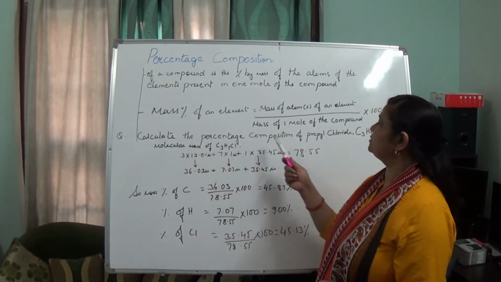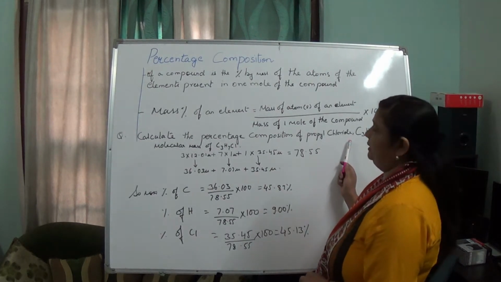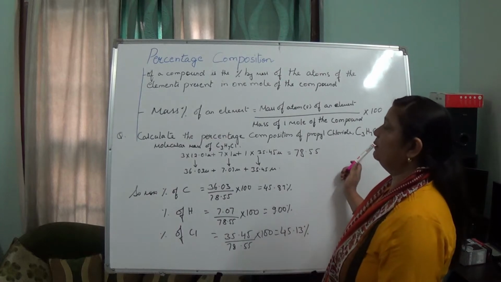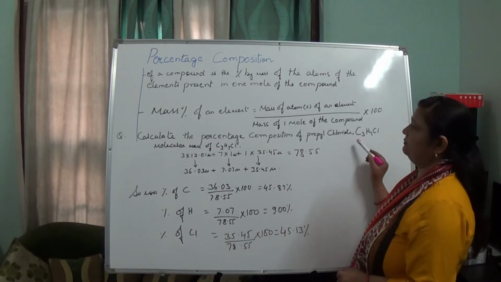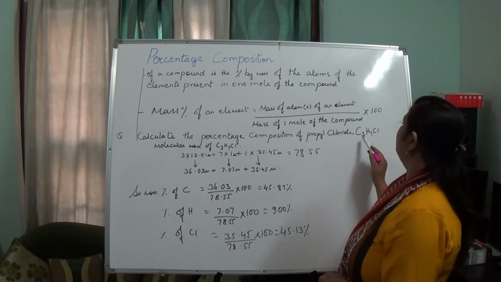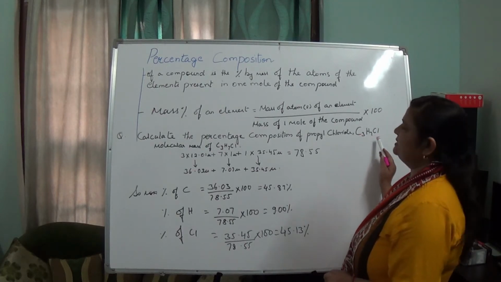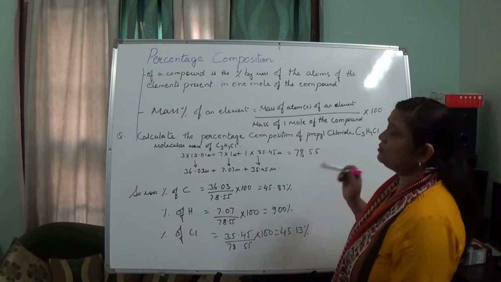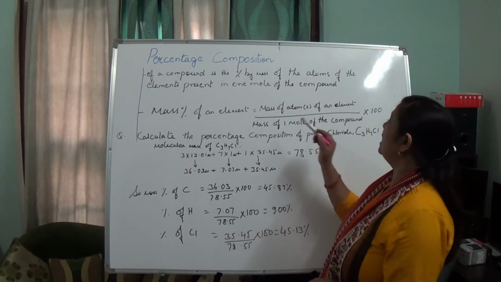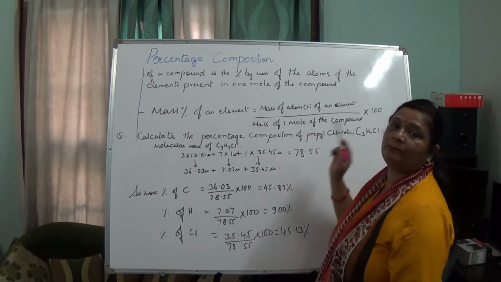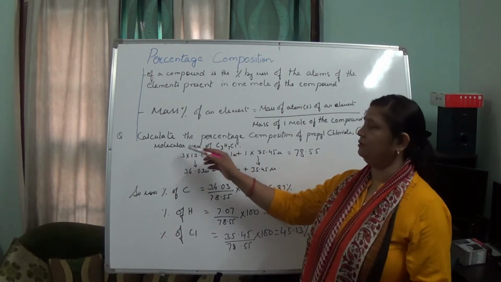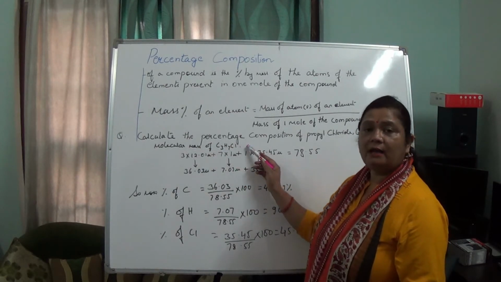Calculate the percentage composition of propyl chloride. Formula of propyl chloride is what? C3H7Cl. Okay, so here we have to calculate the percentage composition of each of the elements present in this compound. So here molecular mass we have to take out first, isn't it? Because mass of 1 mole of a compound we have to calculate. So for that we have to take out what? Molecular mass of propyl chloride.